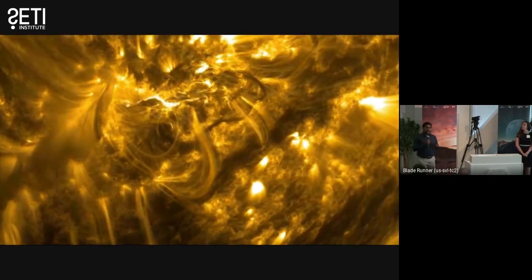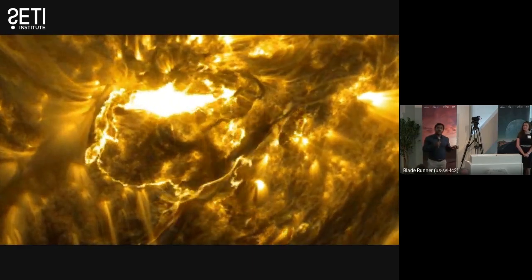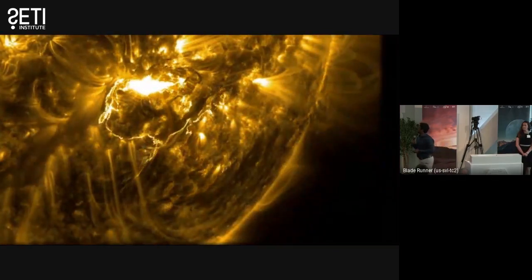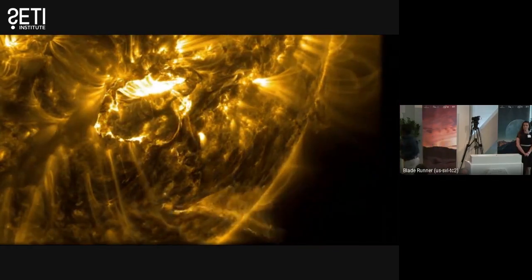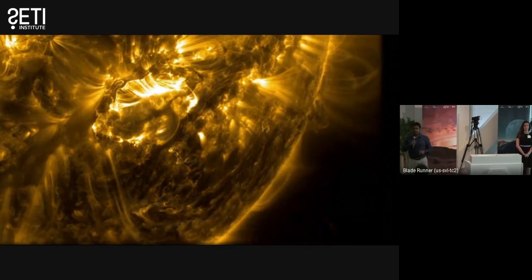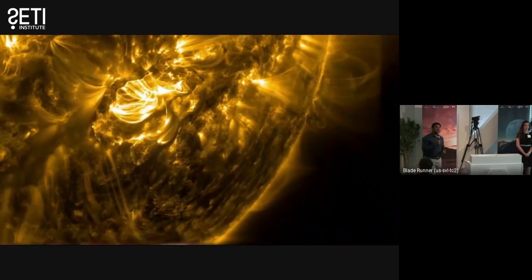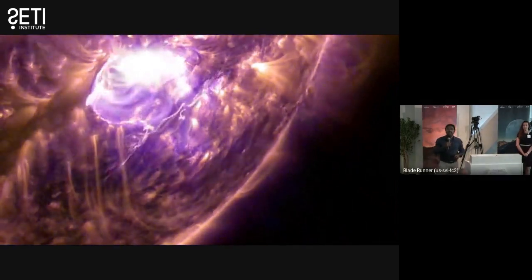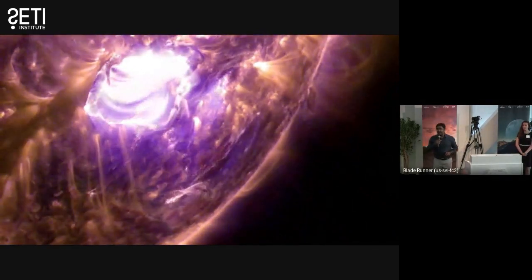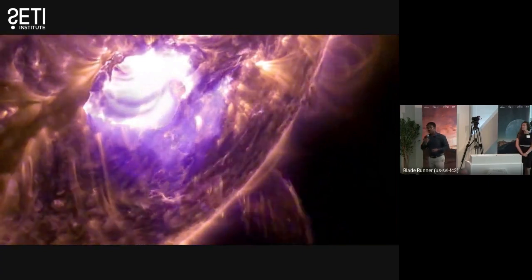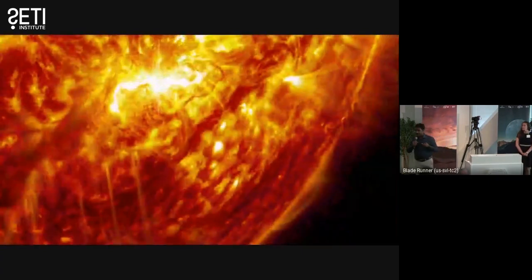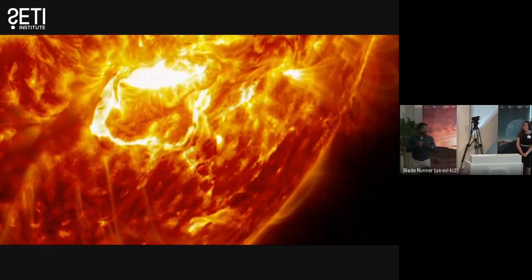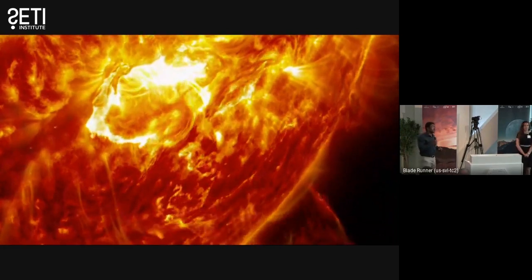Just to let you know, the sun emits radiation in the entire electromagnetic spectrum. And these bright regions that you see are called the active regions in solar physics. These active regions are the sources of the most energetic events in the entire solar system. And they can affect our satellites, our communication systems, GPS, and even astronaut health when they're in space.